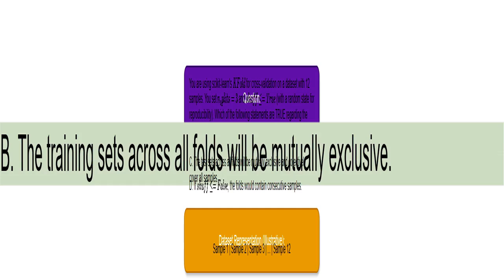This statement says that the samples used for training in one fold are never used for training in another fold. This is false. Think about it like this. If a sample is not in the test set for a fold, it must be in the training set for that fold. Since the test sets are different for each fold, the training sets will overlap.